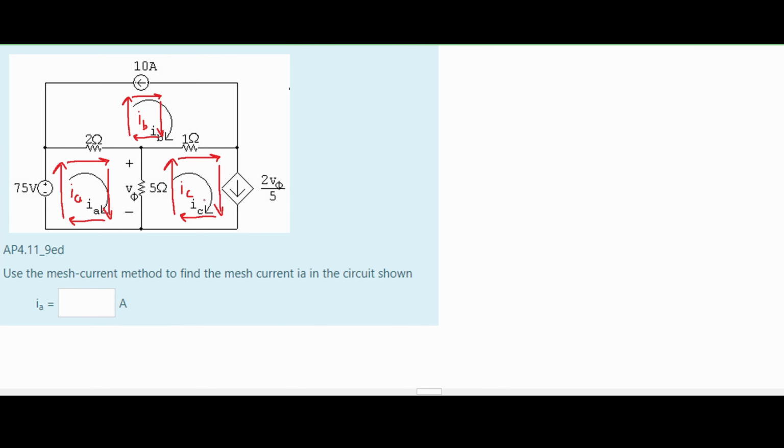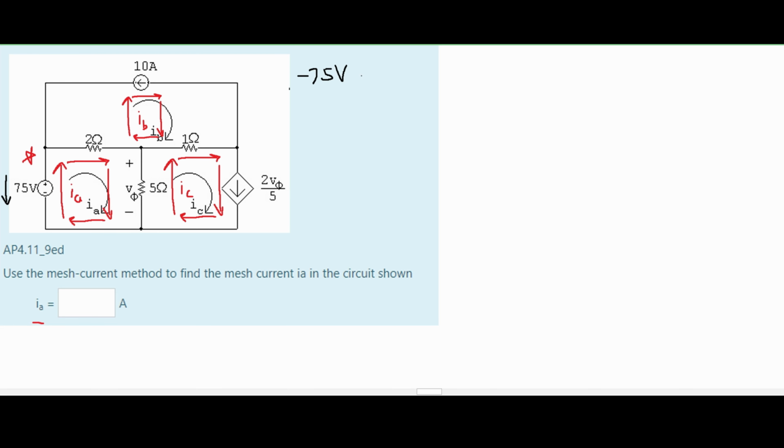So we have all of these currents. We know all the directions that we're going. We know we need to find I of A, so we're going to be looking at this left part here. Let's start with that. We have 75 volts. It's going into the positive, out of the negative, so we know it's going down this way. It's going in the opposite direction of our current. That means we are going to have a negative 75 volts.